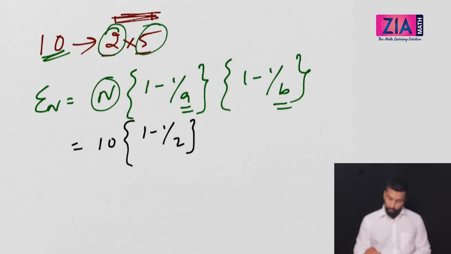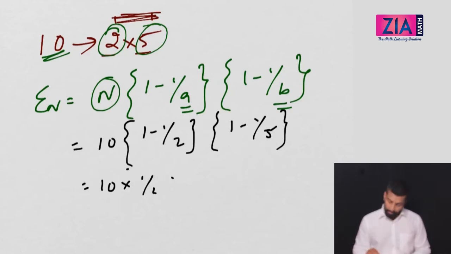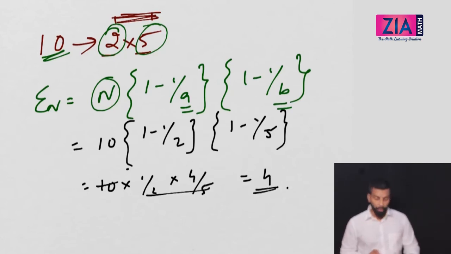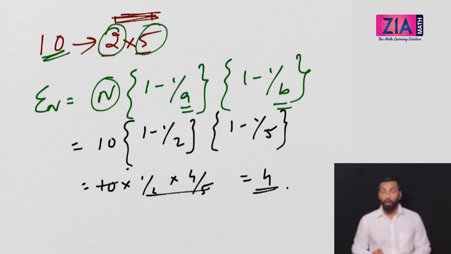10 into 1 minus 1 by 2 into 1 minus 1 by 5. So basically, 10 into 1 minus 1 by 2 is 1 by 2. 1 minus 1 by 5 is 4 by 5, right? So this is going to be 10, so you get 4. So Euler's number of 10 is 4. What does that mean?